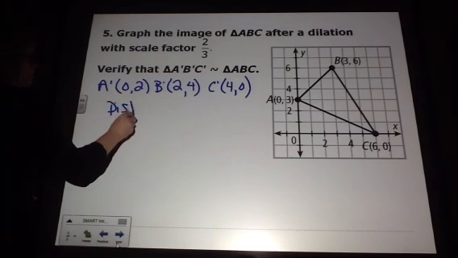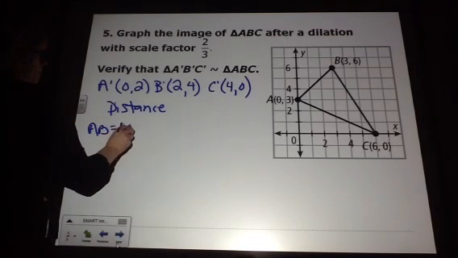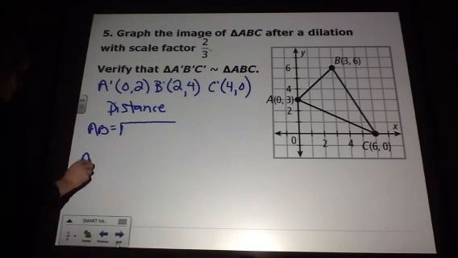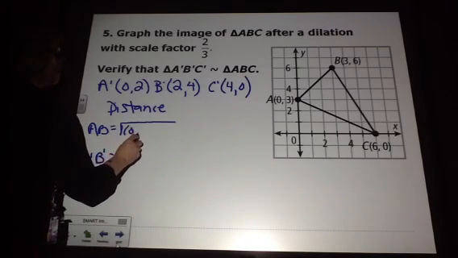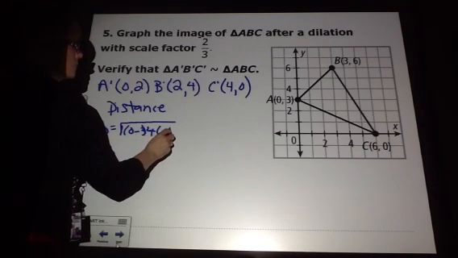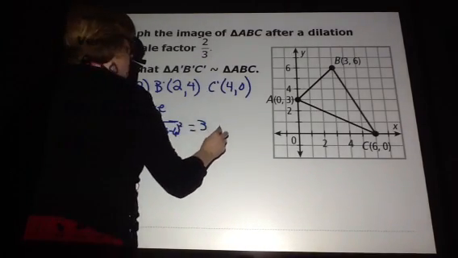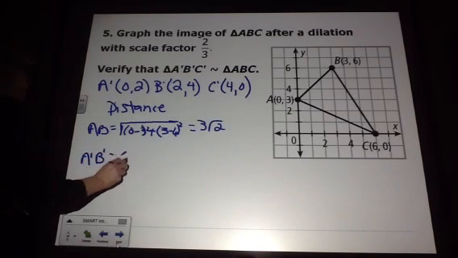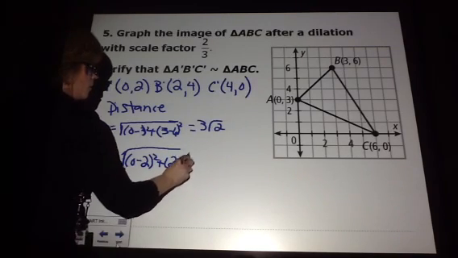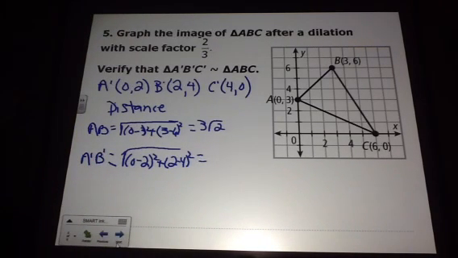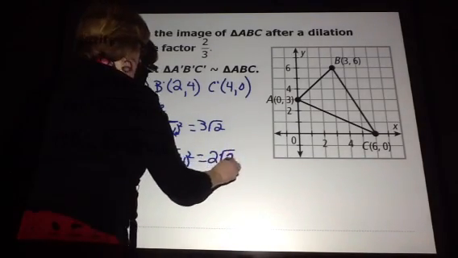All right, so distance here. You need to find the distance of AB, and then we need to find the distance of A prime, B prime. So AB would be (0 minus 3) squared plus (3 minus 6) squared. And when we simplify that, we get 3 times square root of 2. For A prime and B prime, we get (0 minus 2) squared plus (2 minus 4) squared, and when we simplify that, we get 2 square root of 2.